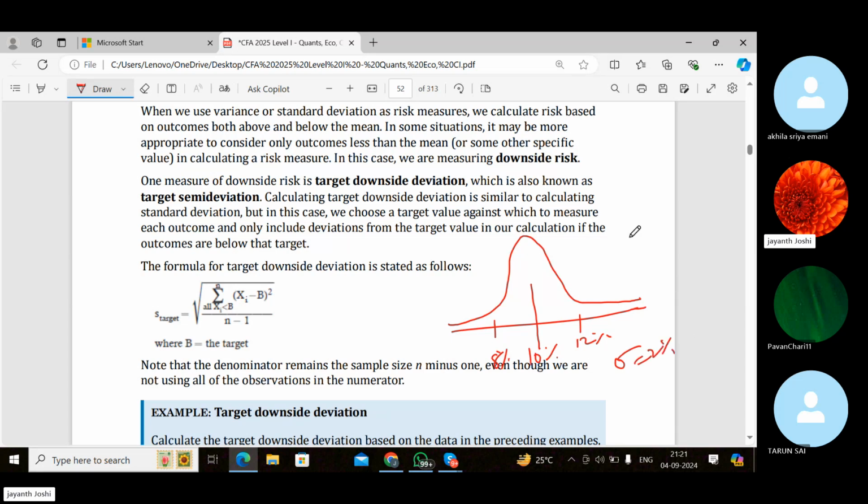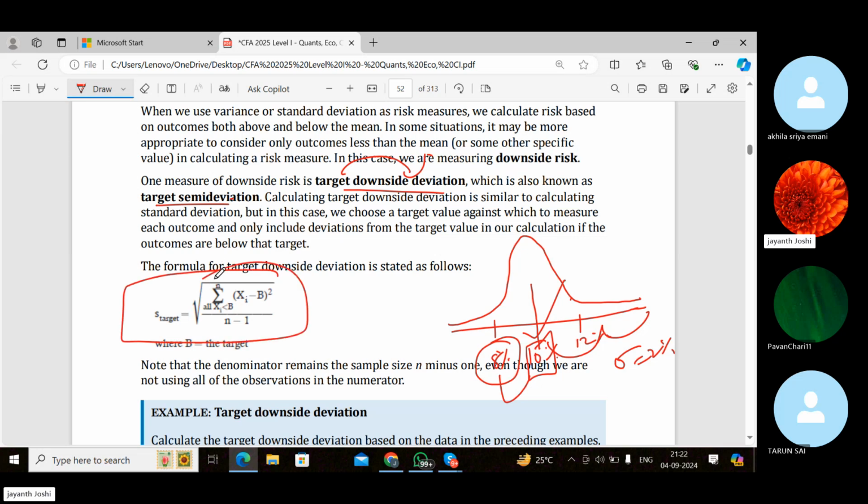Okay, see, no one in the world is worried about higher returns. You are in fact happy. You always want higher returns, but you're always worried that when you set a target that you should get this much on an average, you're getting less. You are worried about this, and that is why you want to see the target downside deviation. That means you want to check the downside risk of an investment. Upside you are happy, but downside you are not happy. You don't want a return less than your expectation. Is it right? So for that you should check the target downside deviation or target semi deviation.